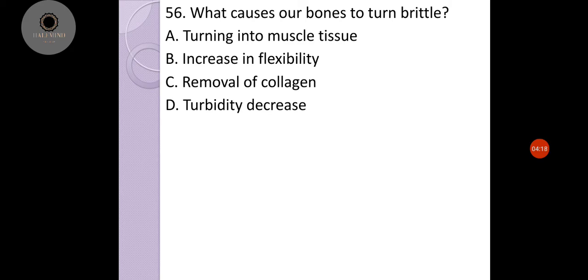56. What causes our bones to turn brittle? A, turning into a muscle tissue. B, increase in flexibility. C, removal of collagen. And D, turbidity decrease. So our answer here is removal of collagen.